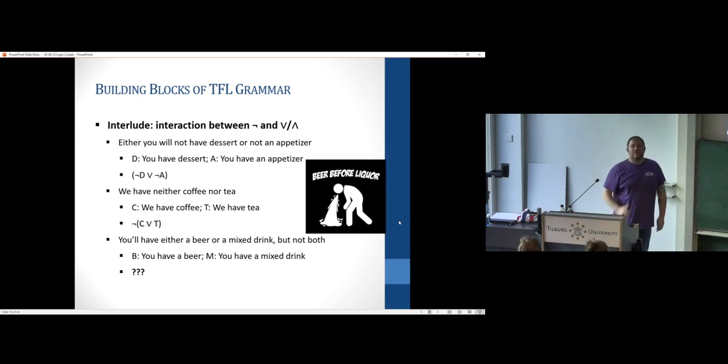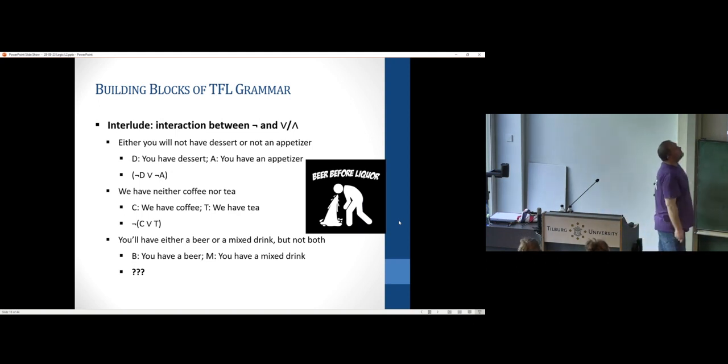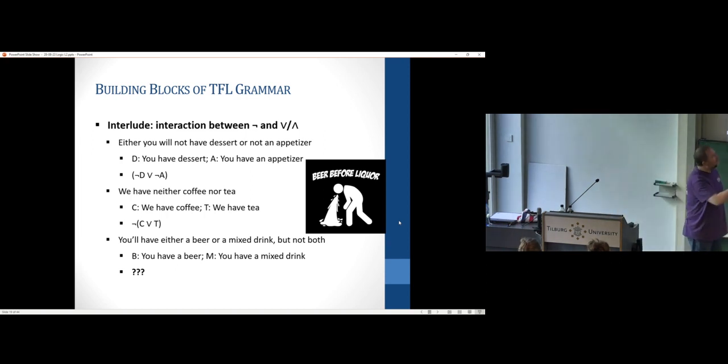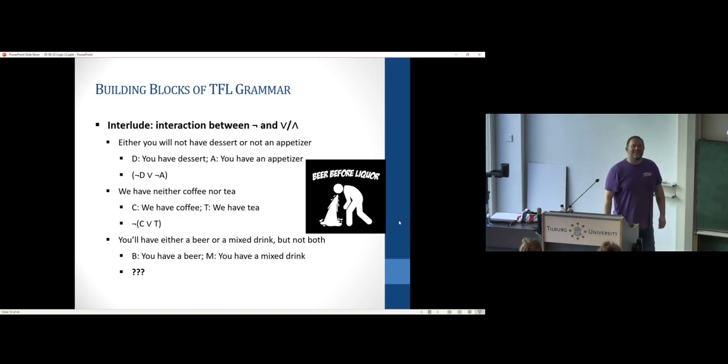Now, the most important bit of advice I'm going to give you. Here's a sentence: you'll have either a beer or a mixed drink, but not both. If we have B as you have a beer, and M as you have a mixed drink, how would we symbolize this? Yeah, with an exclusive or. Or we can do it in the size. We're going to do it with the symbols we have, because we're restricted to those. So let's think about it. How would we do it?